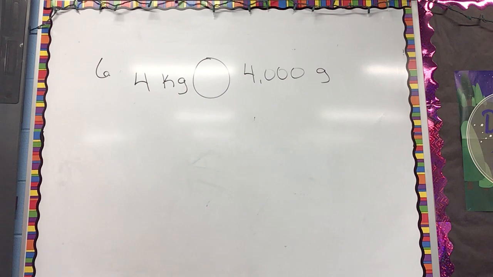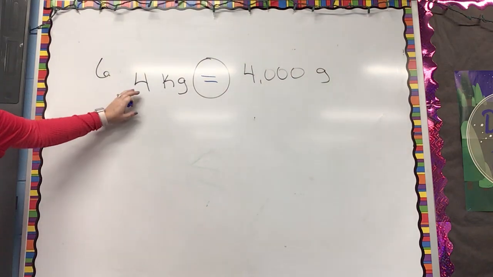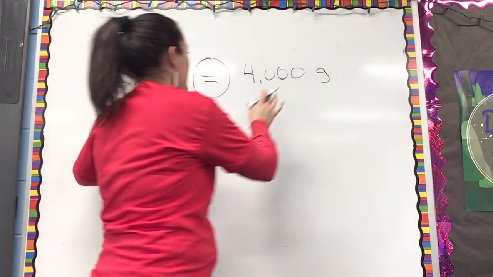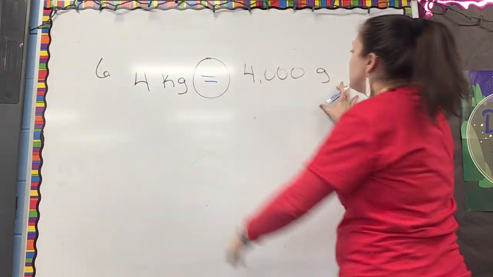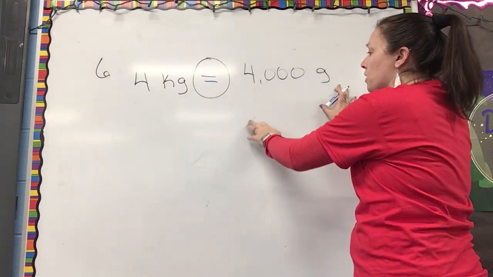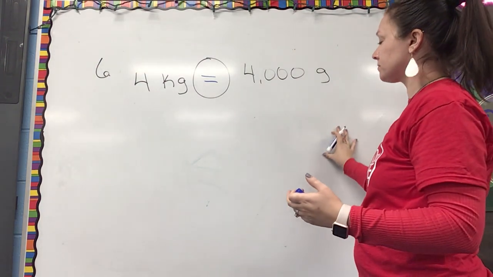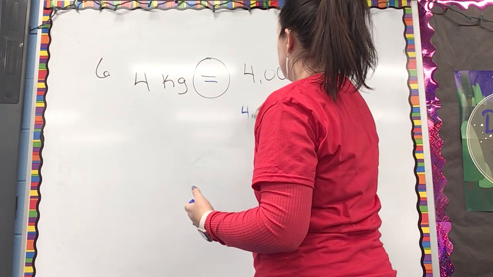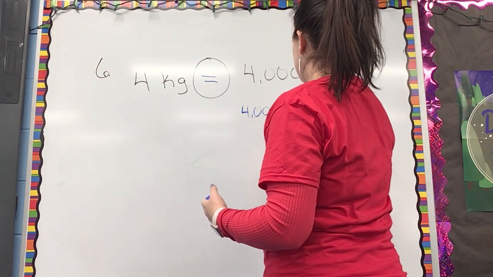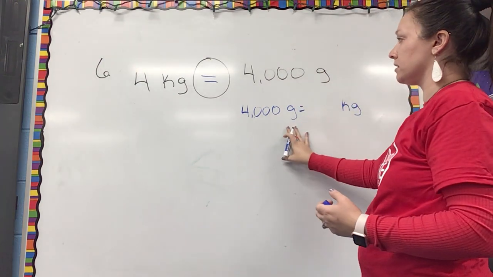Equal to. All right, I heard lots of friends say equal to. How do you know equal to? Because I see different numbers. I see 4, I see 4,000, and I see different measurements. I see kilograms and I see grams. How did some of you know so quickly what this symbol was and need to go here? Sophia? I turned grams into kilograms. So you changed 4,000 grams to kilograms.